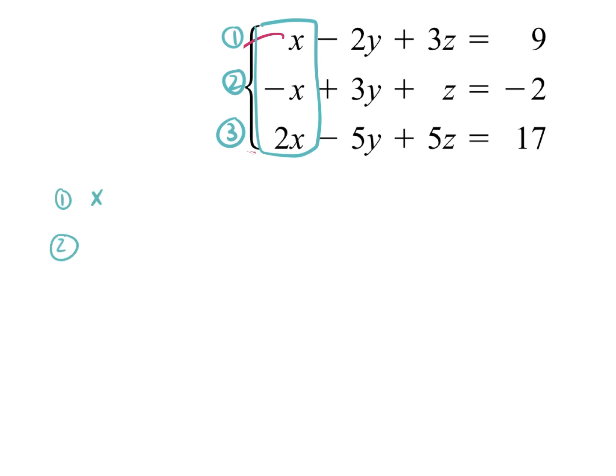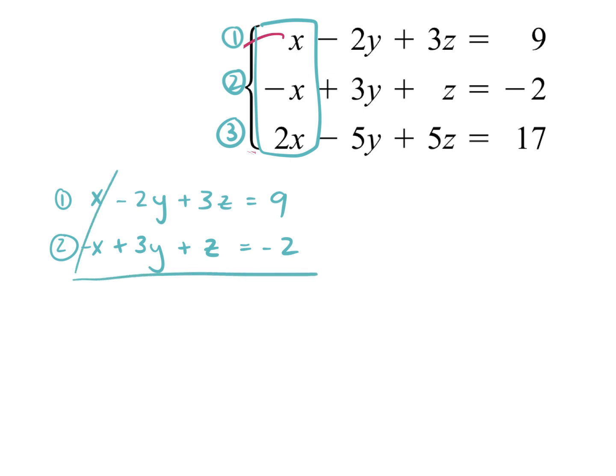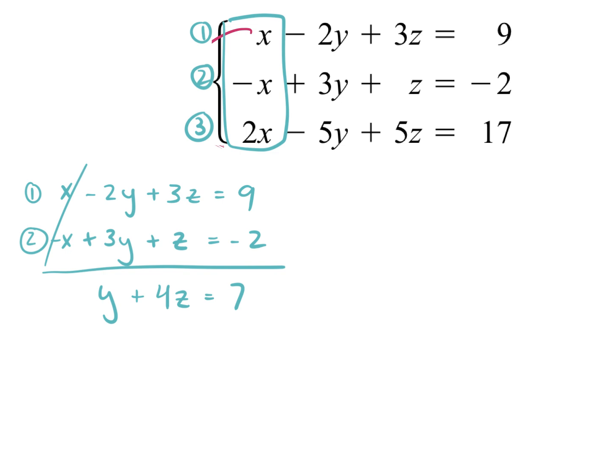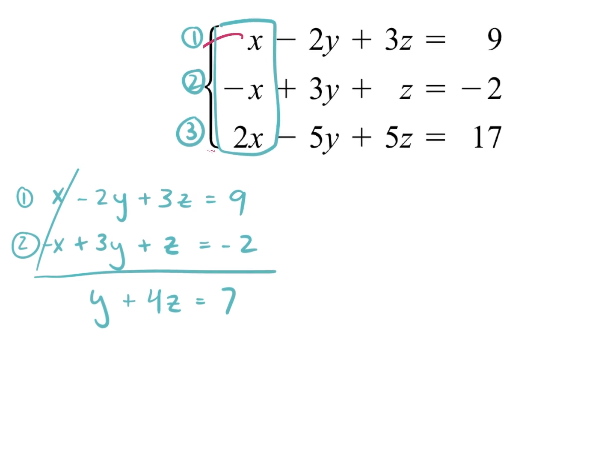So 1 is x minus 2y plus 3z is equal to 9, and 2 is negative x plus 3y plus z equals negative 2. So the x's cancel. Then we combine our like terms, so we get y plus 4z is equal to 7. Now we have to do this step twice.